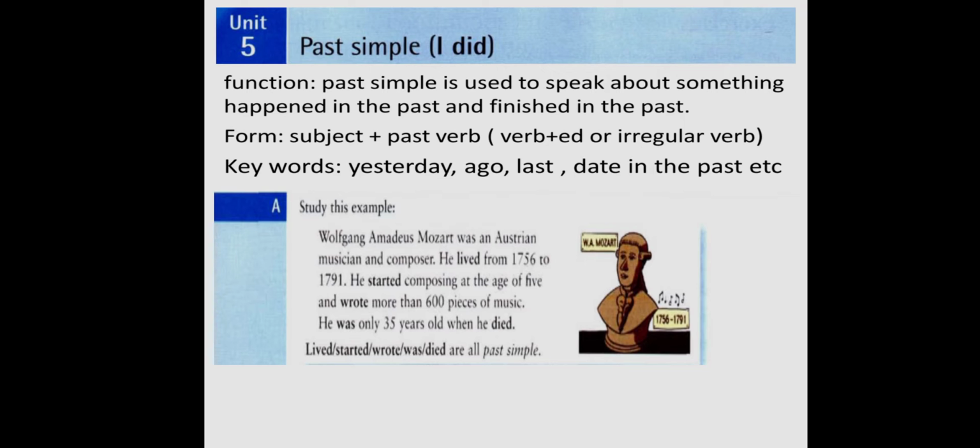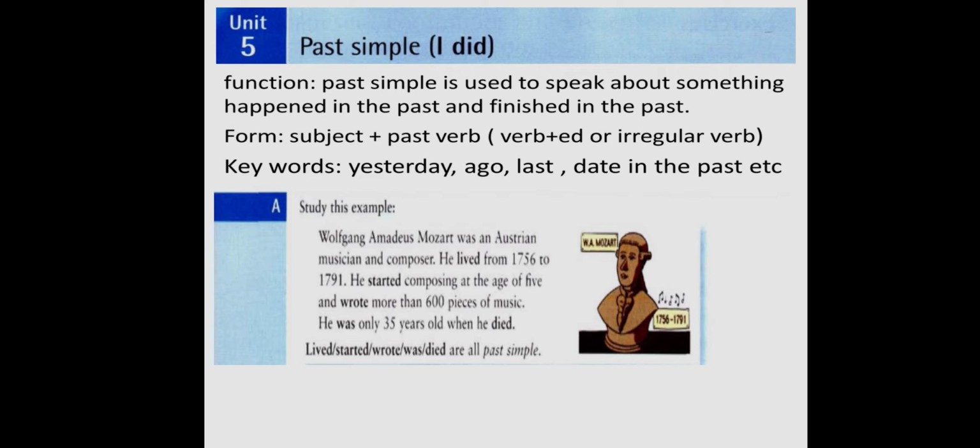Started is as well in the past, because while he was alive he started composing at the age of 5, which means in 1761. So that date is in the past and finished in the past. That's why we use here started composing at the age of 5, and wrote more than 600 pieces of music.